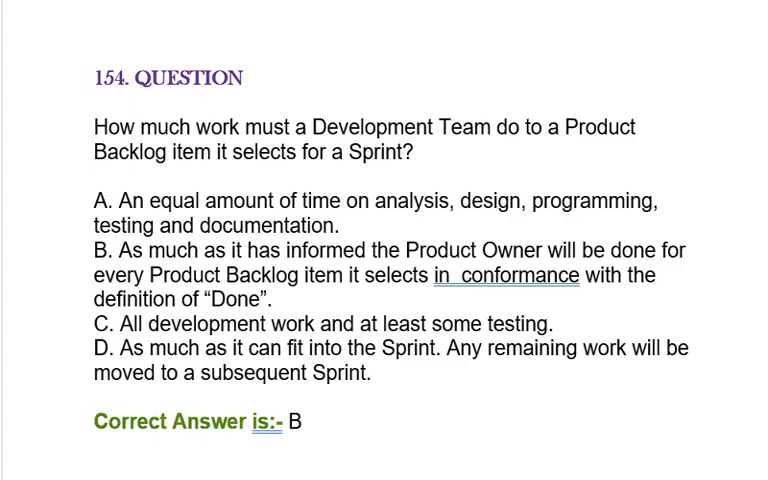Question is, how much work must a development team do to a product backlog item it selects for a sprint? Option A, an equal amount of time on analysis, design, programming, testing, and documentation. Option B, as much as it has informed the product owner will be done for every product backlog item it selects in conformance with the definition of done. Option C, all development work and at least some testing. Option D, as much as it can fit into the sprint. Any remaining work will be moved to a subsequent sprint. Correct answer is option B.